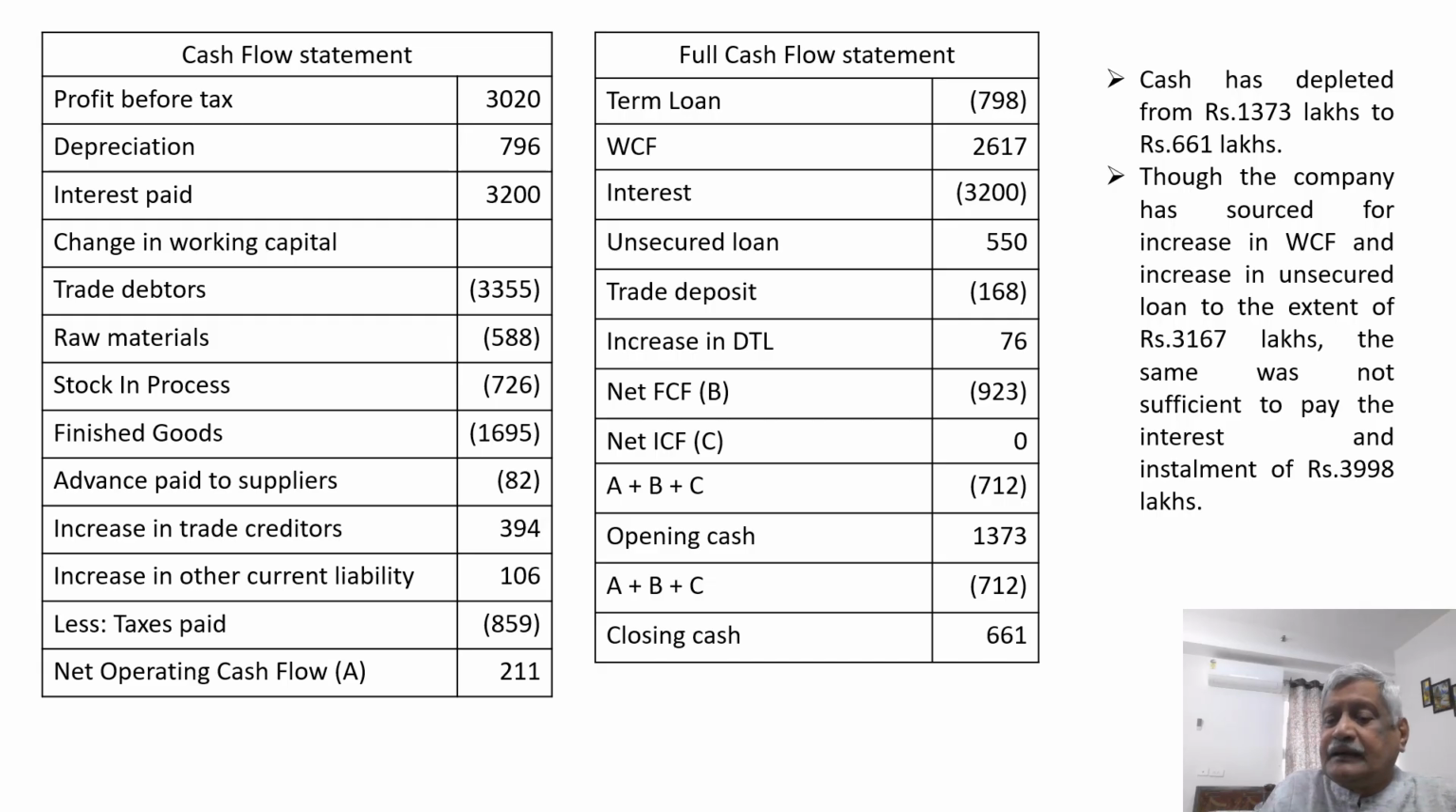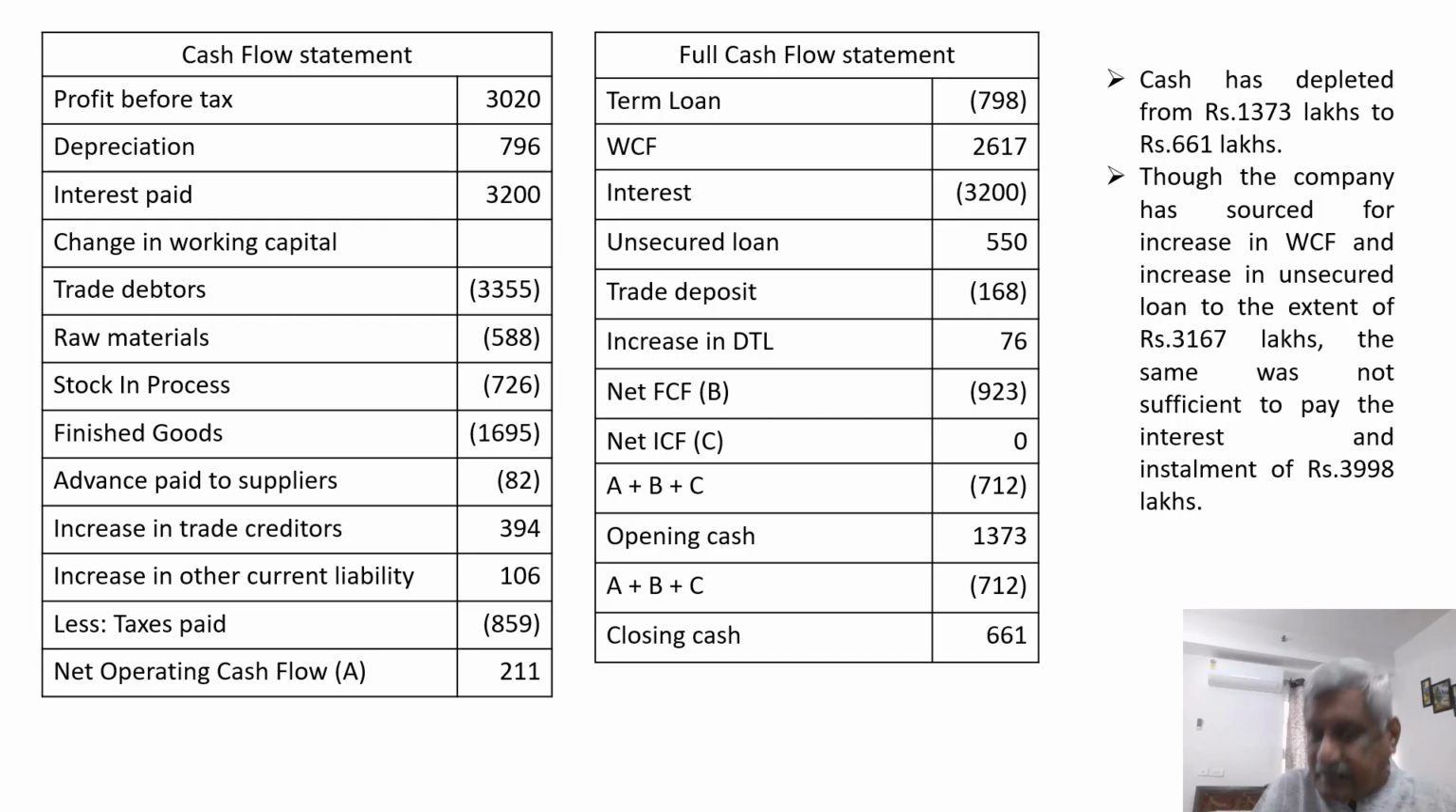And the interest paid out is 3200 in financing activity, which means that there is a cash outflow to the extent of 3200. The unsecured loan has increased by 550, which shows a positive cash inflow due to financing activity. And the company had some trade deposit which reduced by 168, which means that there is a cash outflow of 168 due to financing activity.